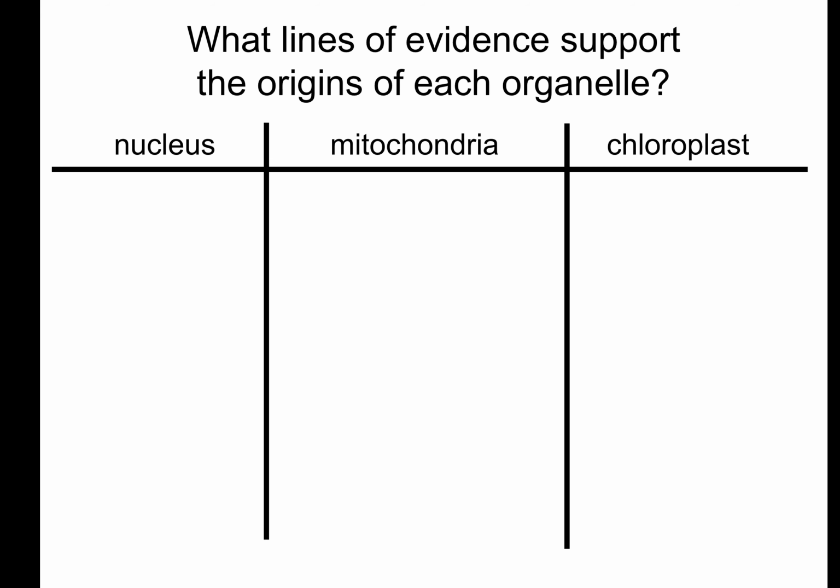Okay, so we talked about a couple organelles now, nuclei, mitochondria, and chloroplasts. What lines of evidence support the origins of each organelle? Okay, eukaryotic nuclei have histones in them, and those histones are not found in bacteria, but they are found in archaeans. So it's likely that a nucleus or something like a nucleus was in an archaean before it was in eukaryotes. So the origin of the nucleus might be in an archaean prokaryote.